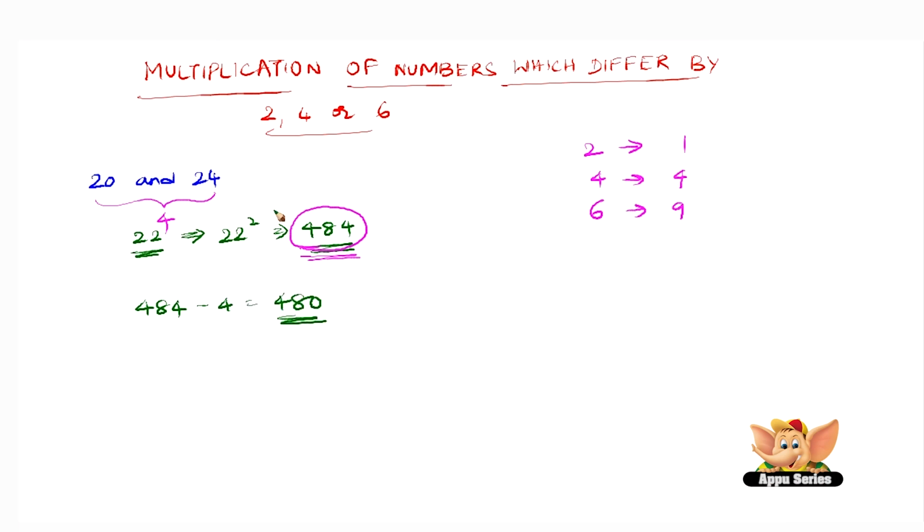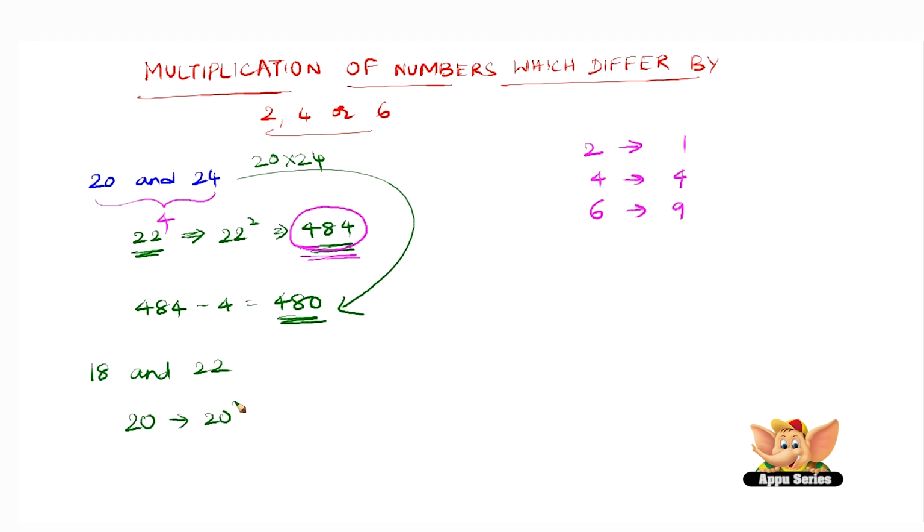So 480 is the answer of 20 into 24. Let us quickly take another example. Say, let us multiply 18 and 22. The number exactly halfway, or exactly in between, 18 and 22 is 20.